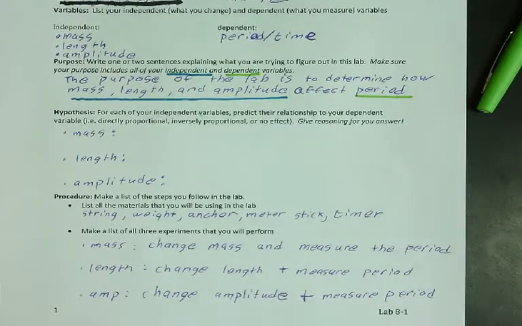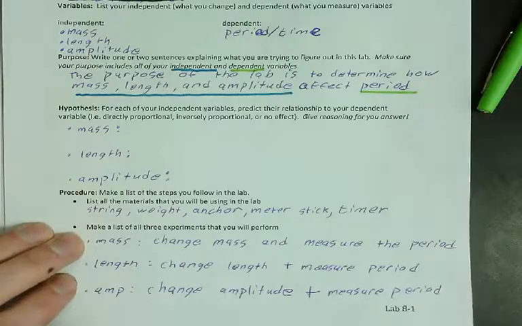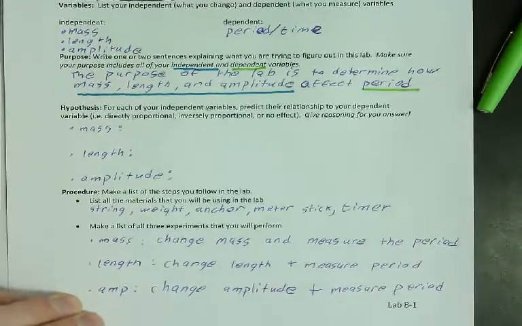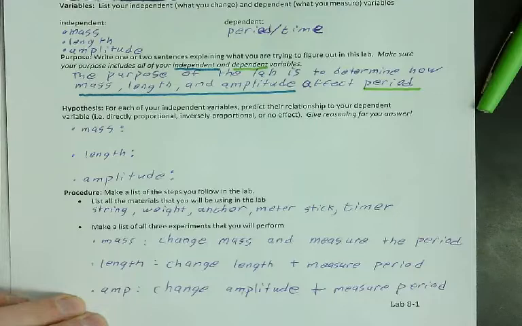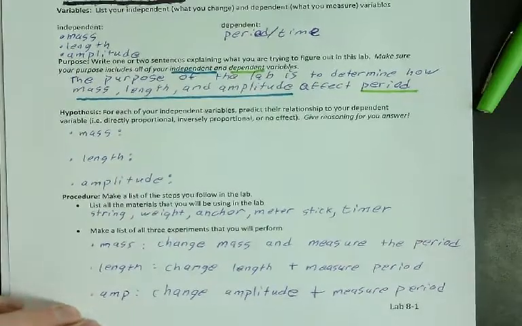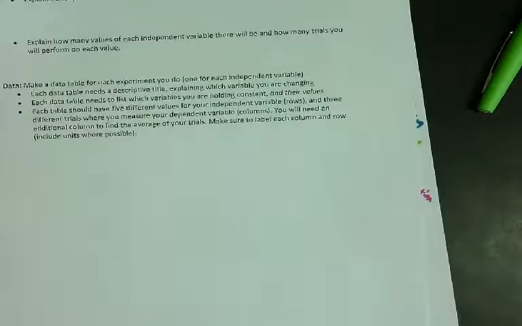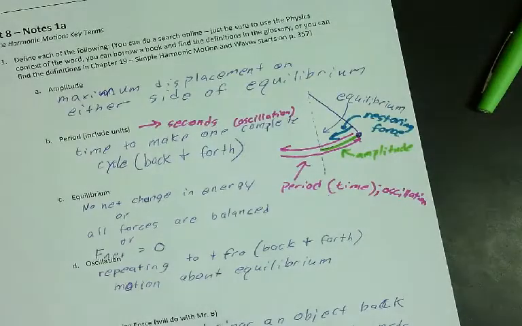All right. So we've got our materials listed. We've got our hypothesis done. We've got our purpose done. We've got the main part of the procedure done. So now we've just got a couple of things to finish up.